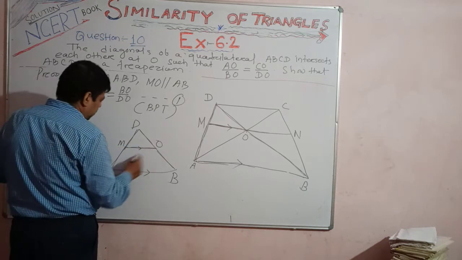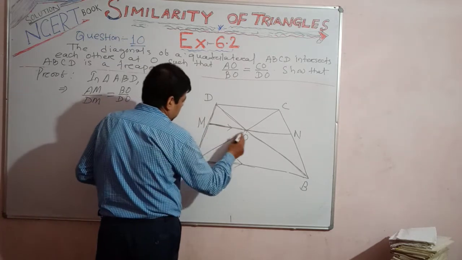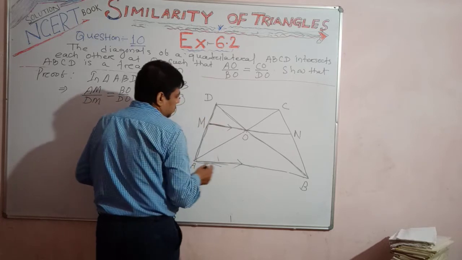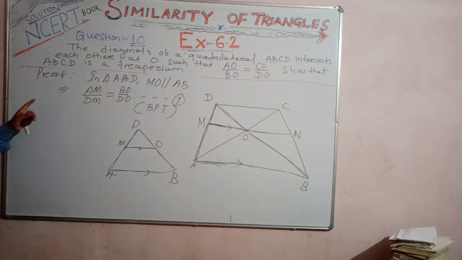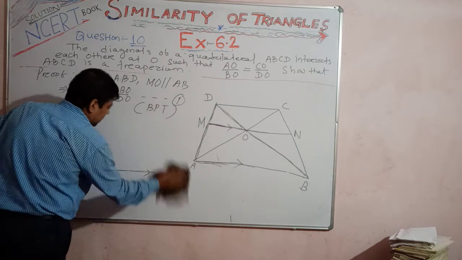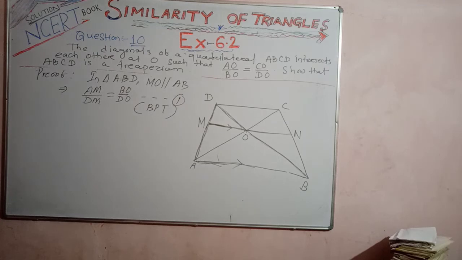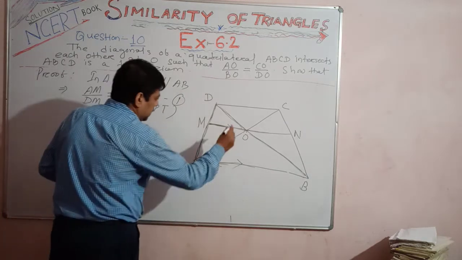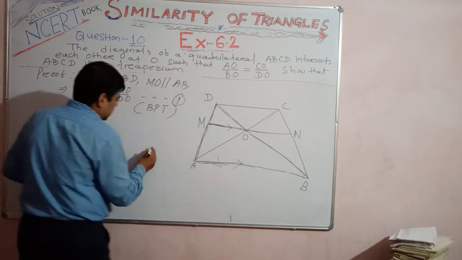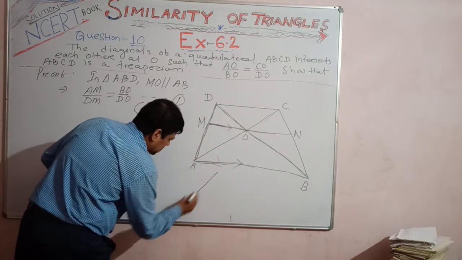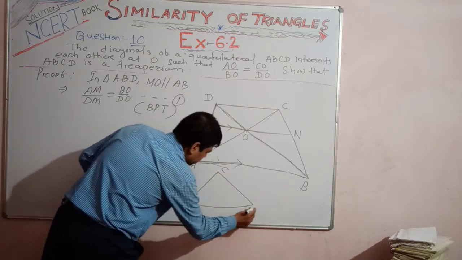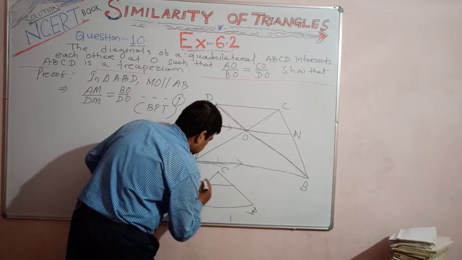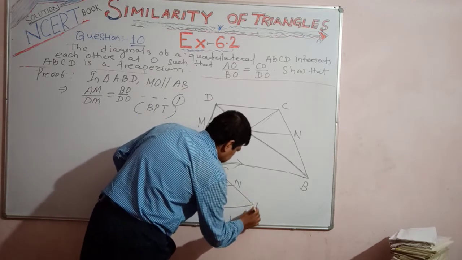Because OM is parallel to AB, AM by DM is equal to BO by DO. This mistake is corrected. You understand or not? Is it clear? Similarly, you see in another triangle, triangle CAB. In the triangle CAB, can you say ON is parallel to AB? Yes or no? OM parallel to AB.